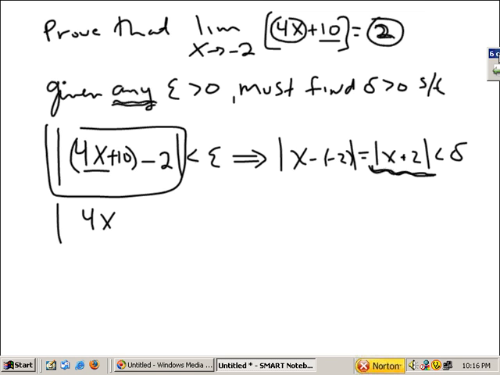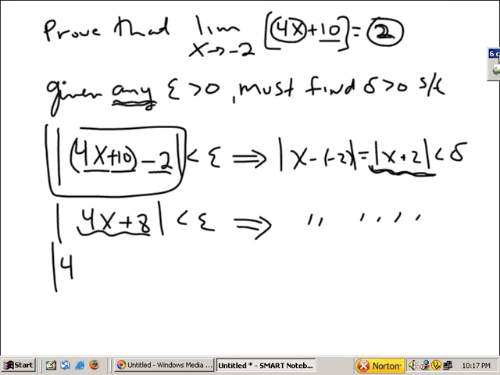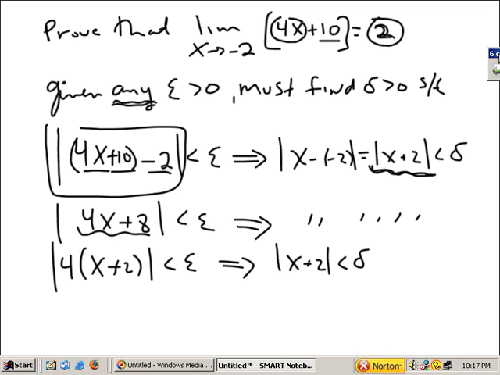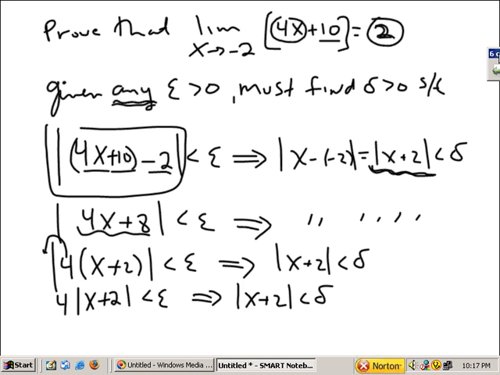4x plus 10 minus 2 is plus 8. This is less than epsilon. We want to show that, guarantee that. But here I'm going to factor out 4. It's the absolute value of 4 times x plus 2, and that's less than epsilon, and you want to find delta that implies that x plus 2 is less than delta. But this 4 can come in front. This is 4 times the absolute value of x plus 2, less than epsilon, implies x plus 2 is less than delta. Divide by 4.